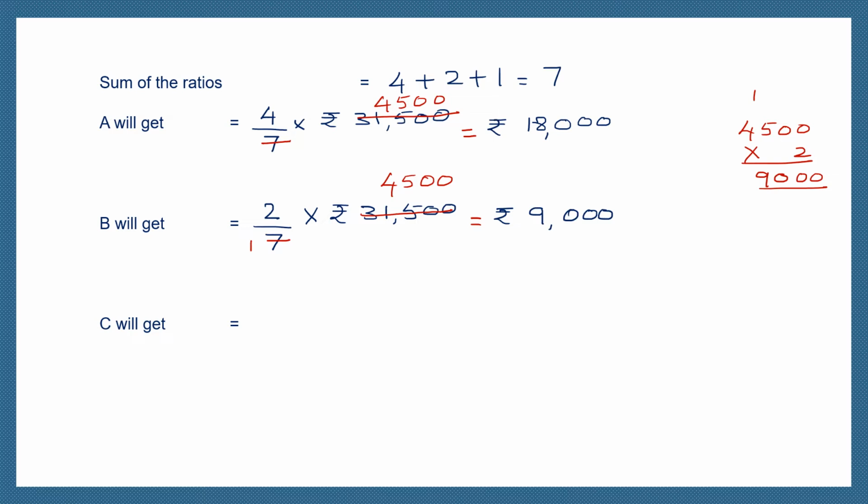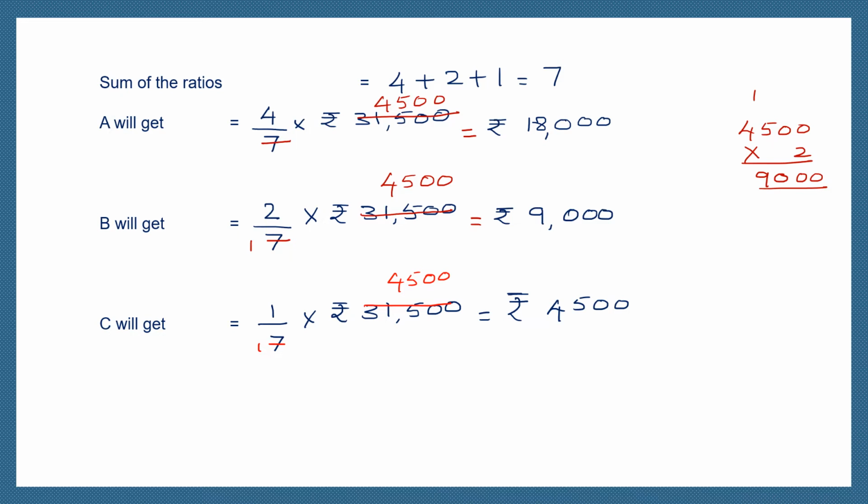Now let's see how much C gets. Take the third term of the ratio, 1 by 7 into 31,500. So let's cancel. 7 ones are 7. 7 into 4,500 will give us 31,500. Now we multiply the numerators. 4,500 into 1 this time will be the same number, 4,500. Okay. So now we have found how much each one gets.